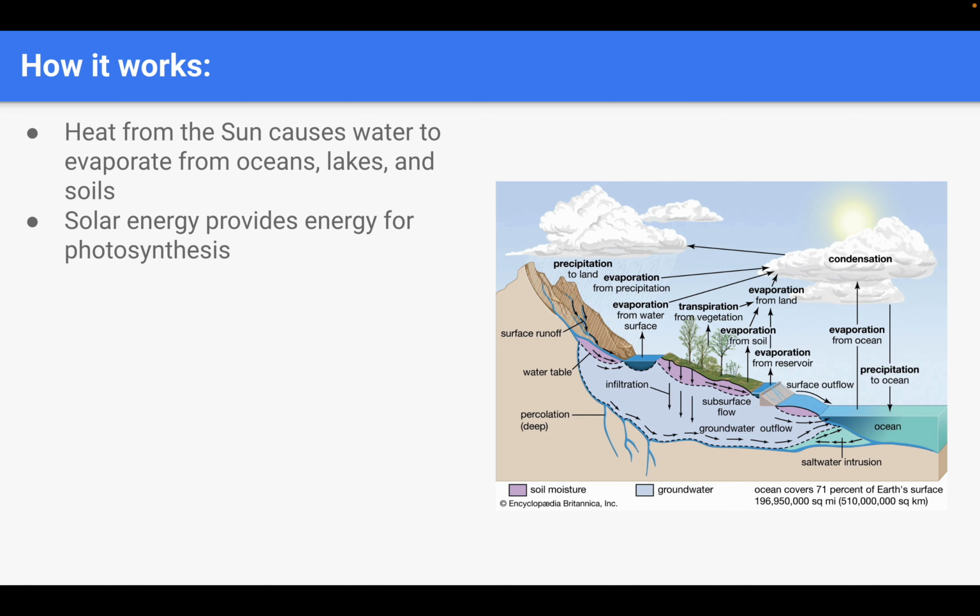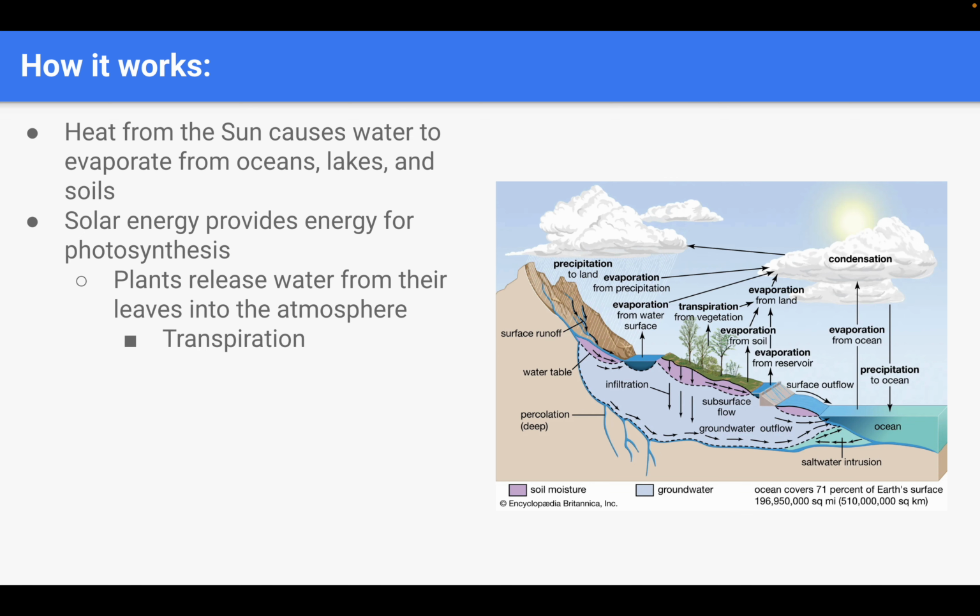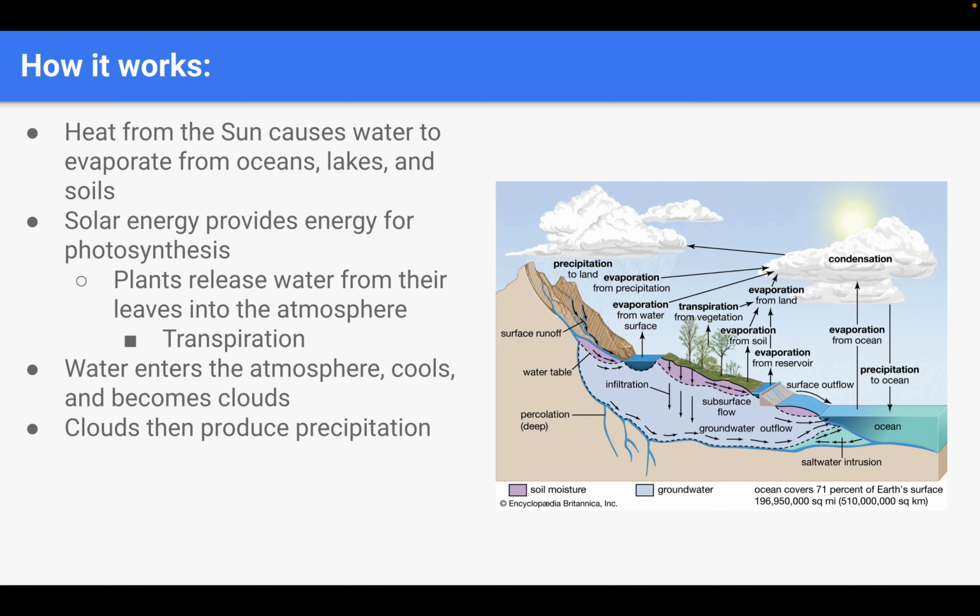The solar energy provides energy for photosynthesis as well. And when plants perform photosynthesis, they release water from their leaves into the atmosphere. This is called transpiration. Now, water enters the atmosphere, and as it begins to climb higher and higher, it begins to cool and become clouds. And then the clouds produce precipitation. So the formation of these clouds is condensation.